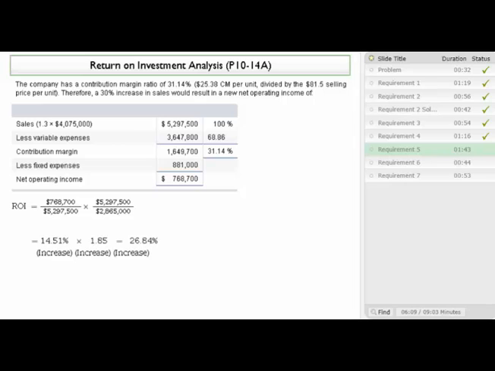Let's take a look at the details involved in calculating that increase in ROI. Alright, sales would increase by 1.3 times to $5,297,500. The variable expenses would increase as well. But as a result of sales increasing over variable expenses, contribution margin increases to $1,649,007.